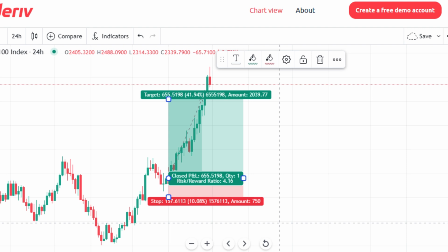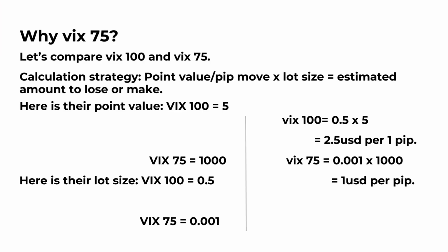Now, since we're talking about point value, let me just explain something here. The point value I'm talking about for VIX 100 is 5, just 5 points. The point value in VIX 75 is 1,000 points. We are comparing these two pairs, but before we do the full calculation, I want to explain something. That's why I have to come here to pick these particular things.